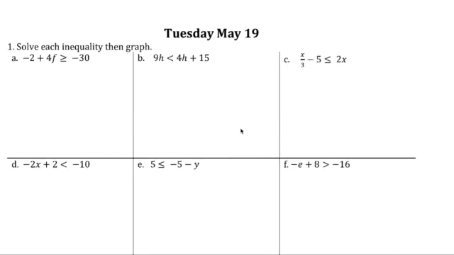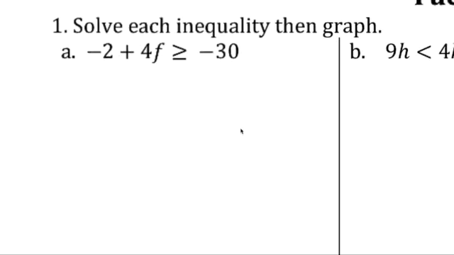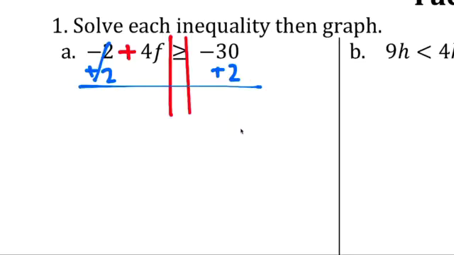On inequalities, solve each inequality, then graph. You solve it like an equation. If there's a plus, you always add or subtract to make 0 first. So you add 2, you get 0 here. That gives you 4f is greater than or equal to negative 28.